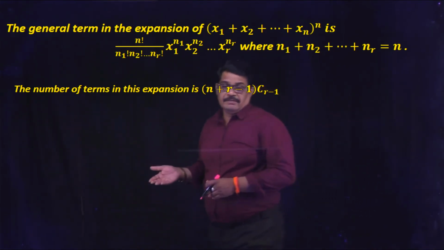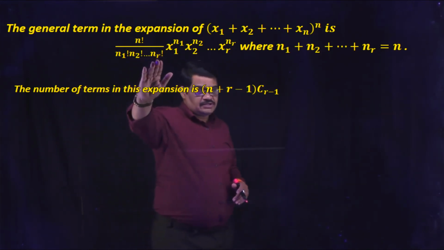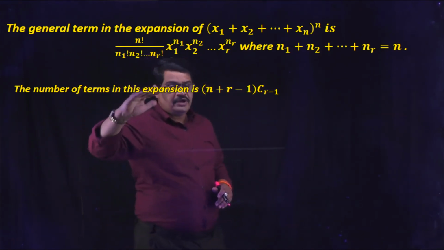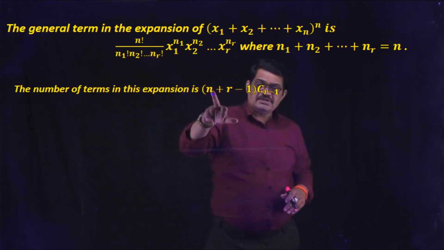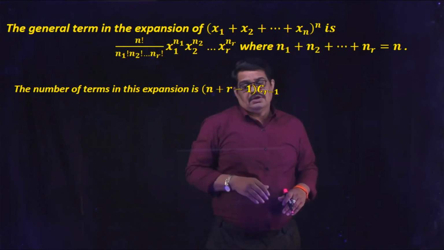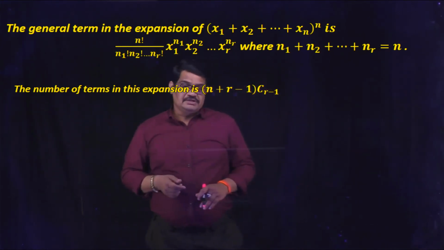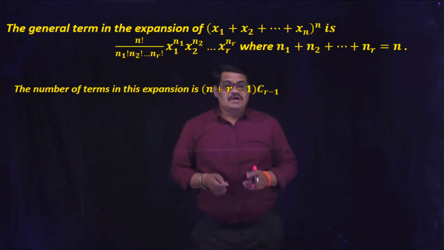Okay, the number of terms in the expansion. In this expansion, this is the general term. How many terms are there in the expansion? The formula is (n + r - 1)C(r - 1). So the number of terms in this expansion is (n + r - 1)C(r - 1).